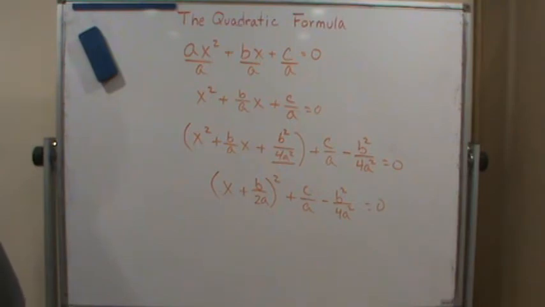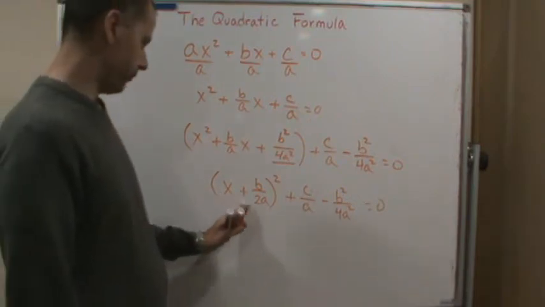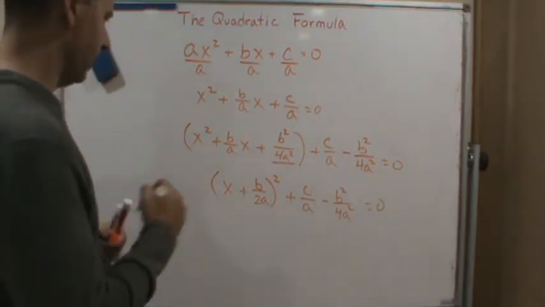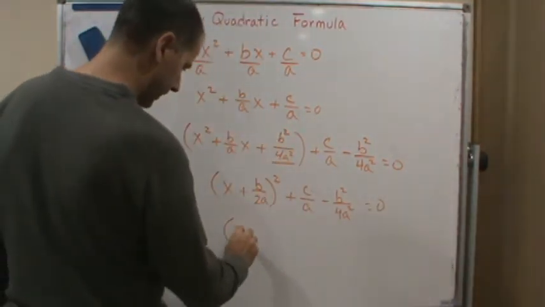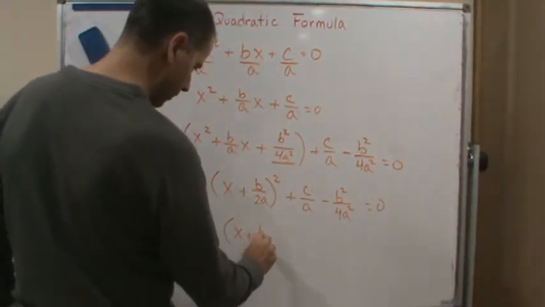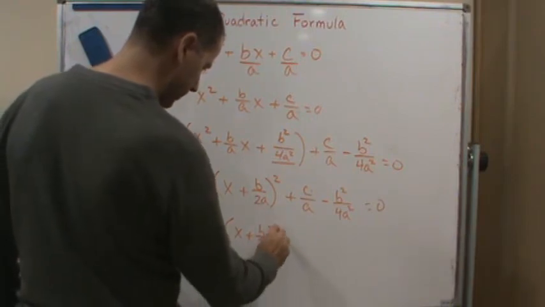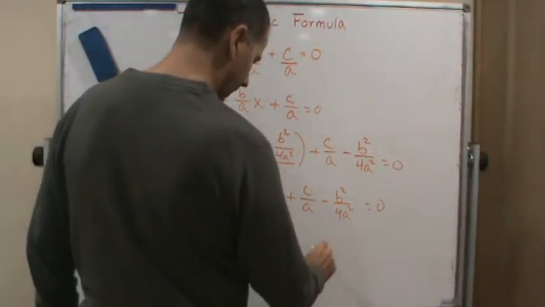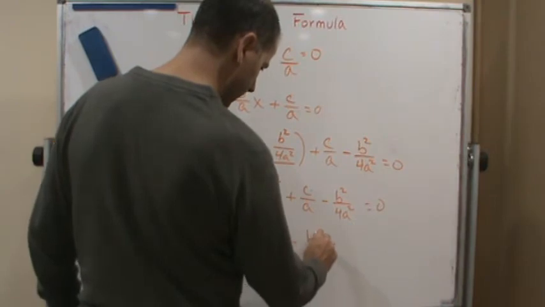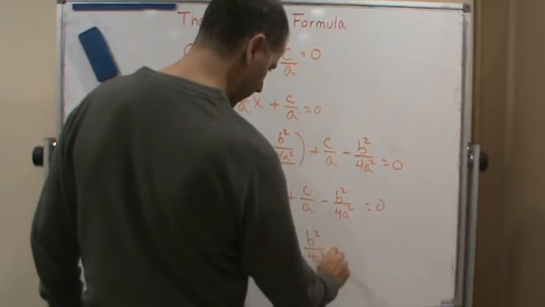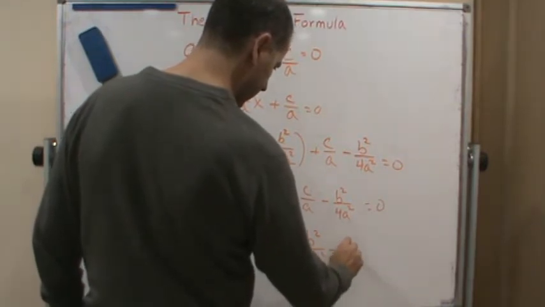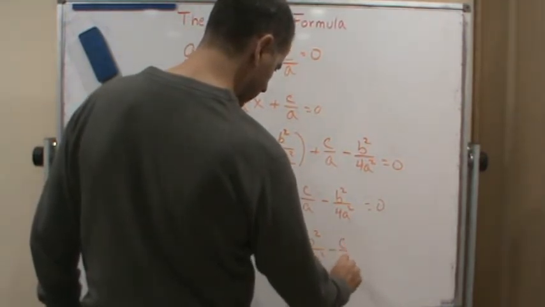Okay, so now I'm going to move everything to the one side, because now I'm going to solve for x. That's the whole purpose of this. So I'm going to move this over. I get x plus b over 2a quantity squared equals, now this is going to be b squared over 4a squared minus c over a.